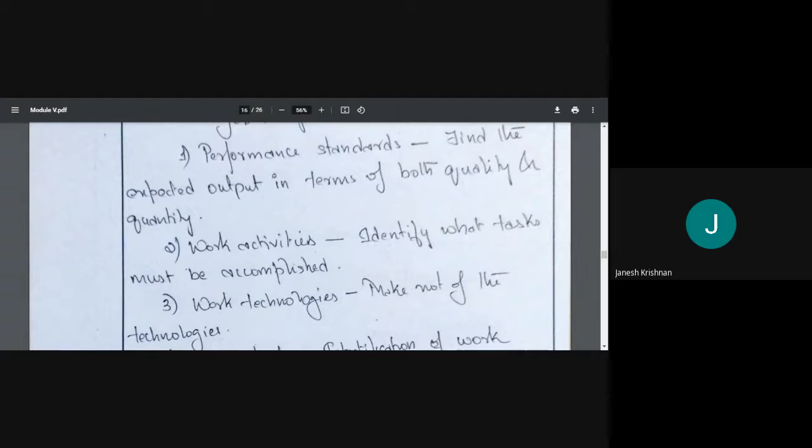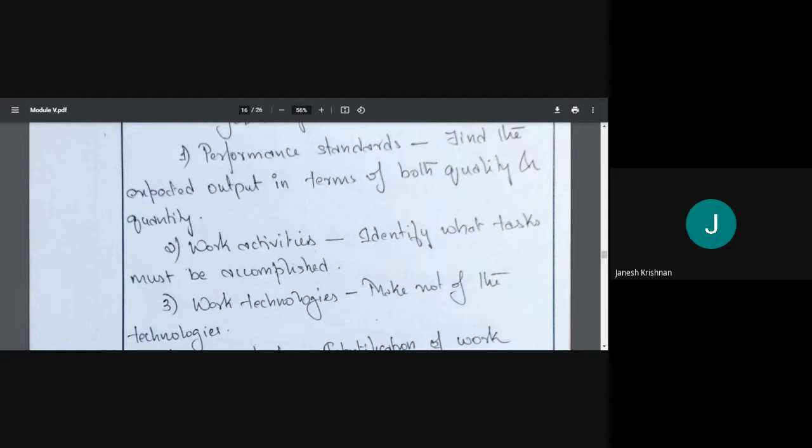Yes, the quality assurance will be there, but here only quality is taken into consideration. Number is not considered, right? The second one is what are the activities, work activities, what are the tasks to be completed. So we will divide the work into different tasks, and what is the task required for completing each of them.